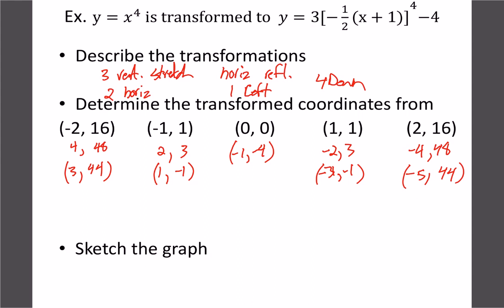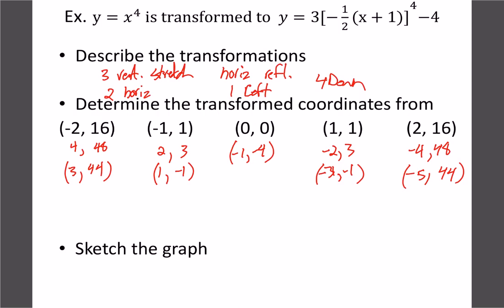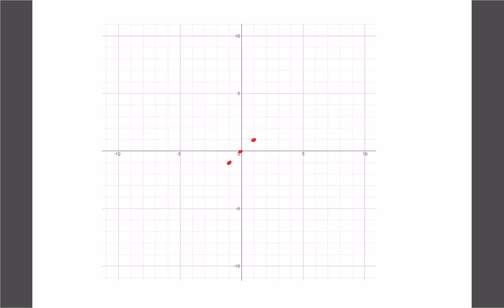So let's graph our original first. Our original was 0, 0, 1, 1, negative 1, 1, and 2, 16. So that's up really high, negative 2, 16, and so on. So our original graph of y equals x to the fourth looks something like that. Oops, I messed up. Sorry, let's fix that. Because it's x to the fourth, it should actually look like a quadratic, which I just drew the wrong way. So it should be kind of a quadratic, sort of like that.